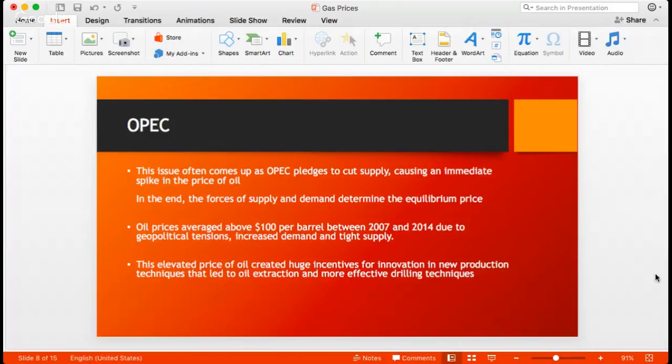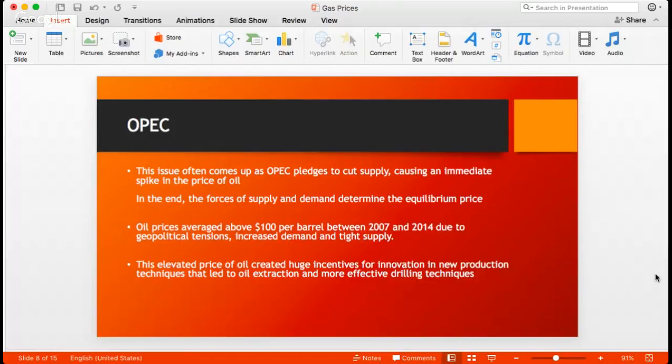This issue often comes up as OPEC pledges to cut supply, causing an immediate spike in the price of oil. In the end, the forces of supply and demand determine an equilibrium price, which is about, I guess, $2 right now. That's about our equilibrium price in Texas.